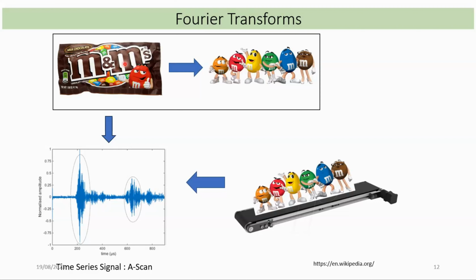So let's say the time signal is like a packet of M&Ms. And in the M&M packet, what do we have? We have different colors and shapes of M&Ms. Now, what is happening in the time signal? In the time signal, it's like on a conveyor belt, different colors and sizes of M&Ms are traveling at different times, and their time history is recorded here. Now, that is the first layer of information, like how many M&Ms are traveling here. Second layer of information would be what types of M&Ms are traveling here.